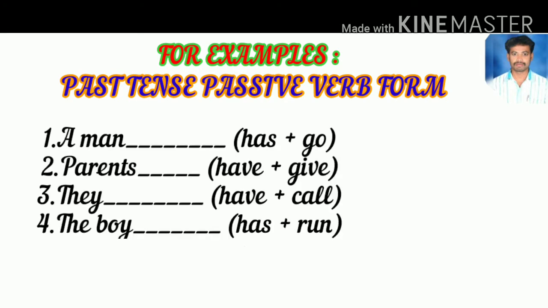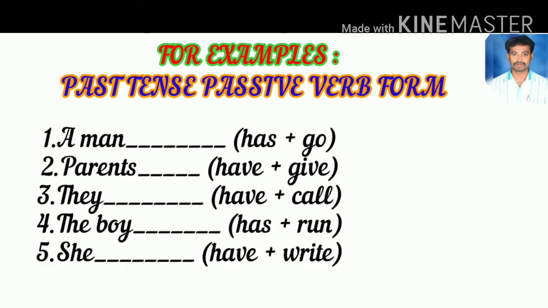Here the first one: a man, dash, in brackets has plus go. The second one: parents, dash, in brackets have plus give. The third one: they, dash, have plus call. The fourth one: the boy, dash, has plus run. The fifth one: she, dash, in brackets have plus write. Look at these five sentences.